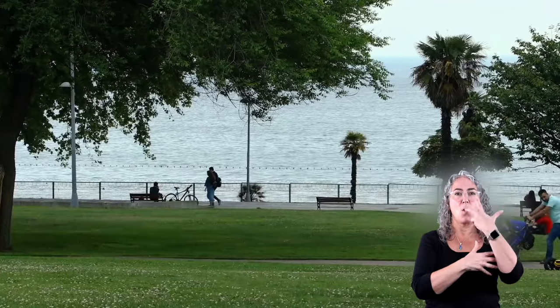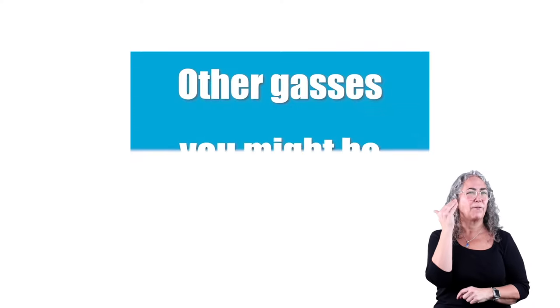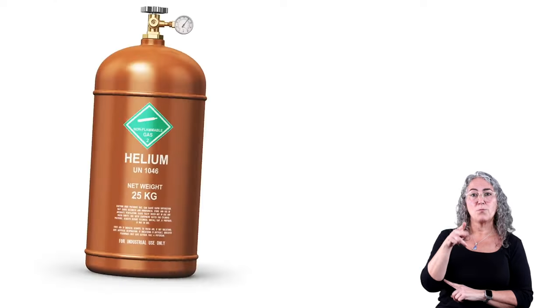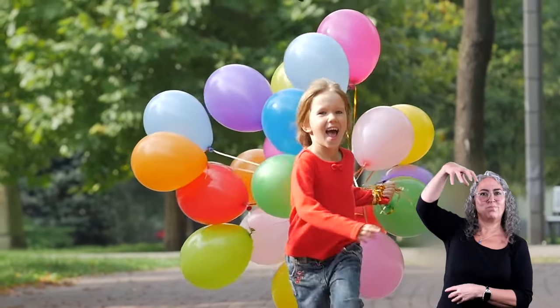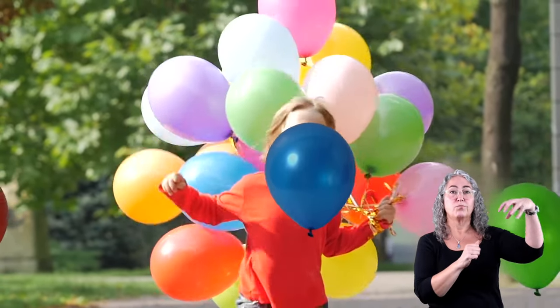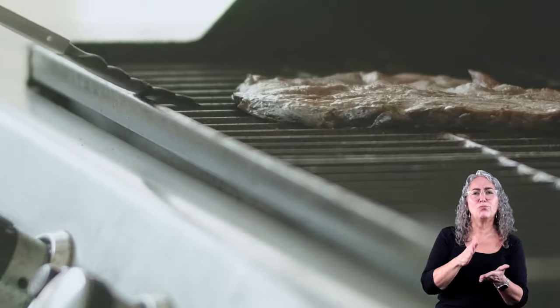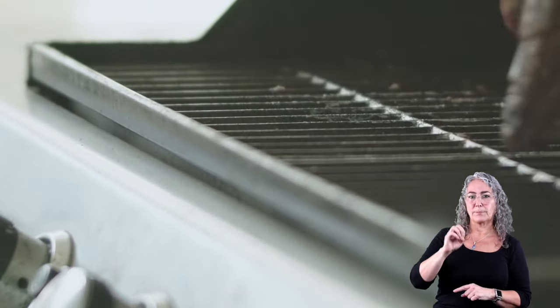Carbon dioxide gas gets absorbed by the trees around us. Other gases you might be familiar with are helium and propane. Helium is used to fill balloons, and since it's lighter than air, a helium-filled balloon floats upward. If you've ever seen your parents cooking barbecue on a gas grill, the gas they're using is propane.